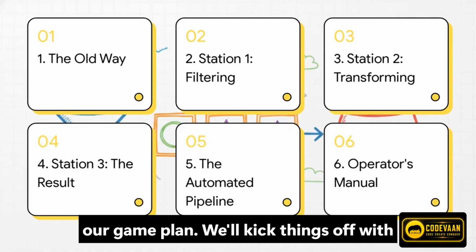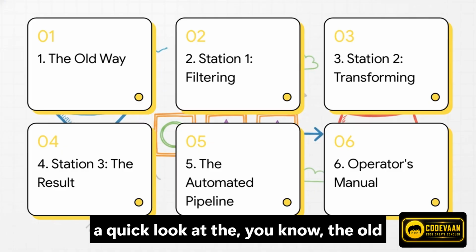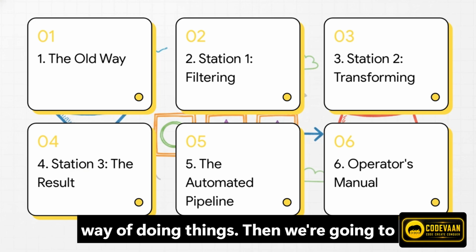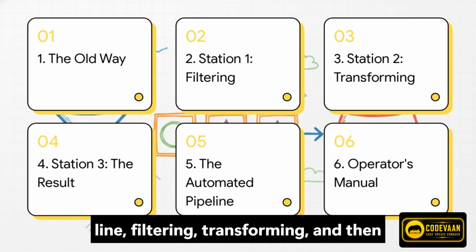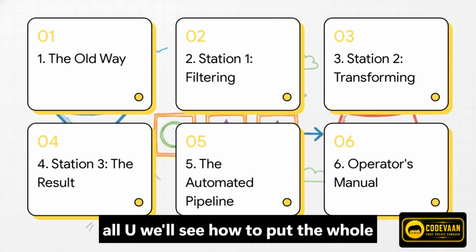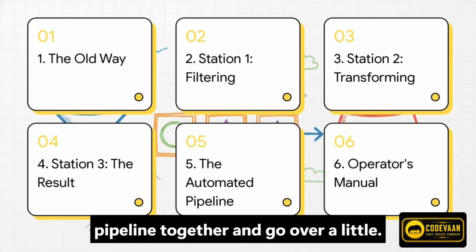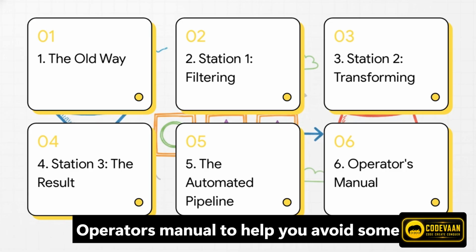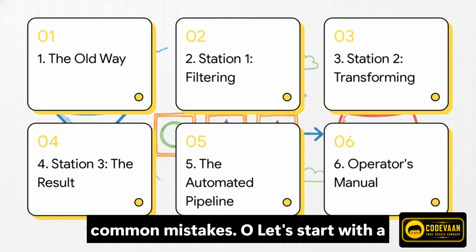Okay, so here's our game plan. We'll kick things off with a quick look at the old way of doing things. Then, we're going to tour our 3-station data assembly line, filtering, transforming, and then getting our final result. And to wrap it all up, we'll see how to put the whole pipeline together and go over a little operator's manual to help you avoid some common mistakes.